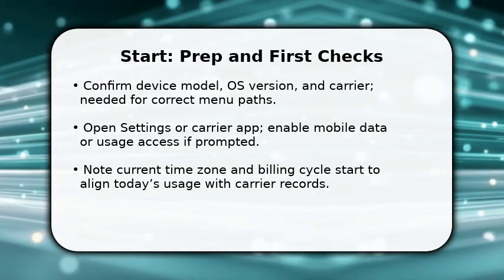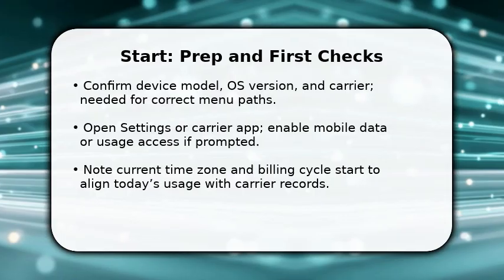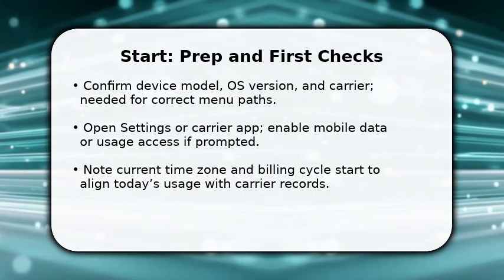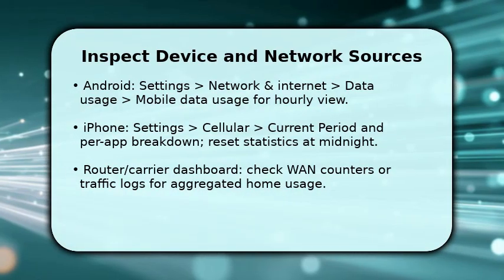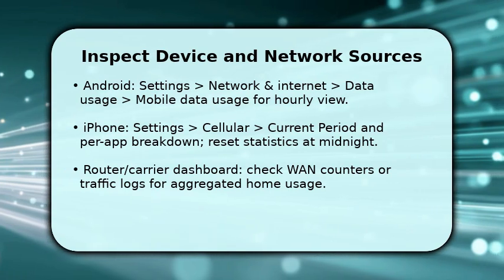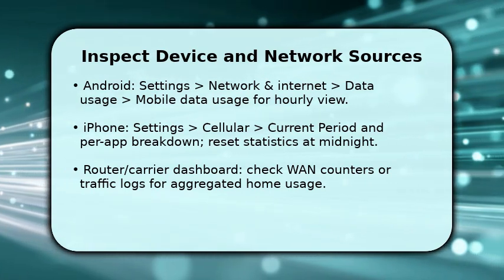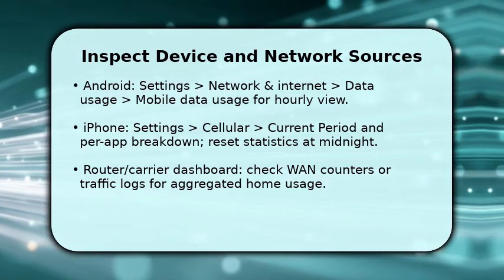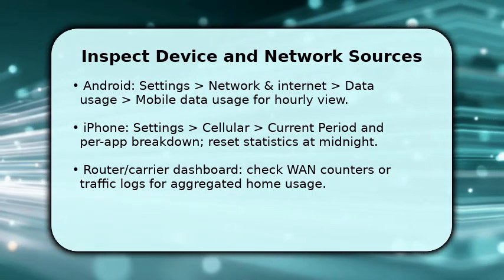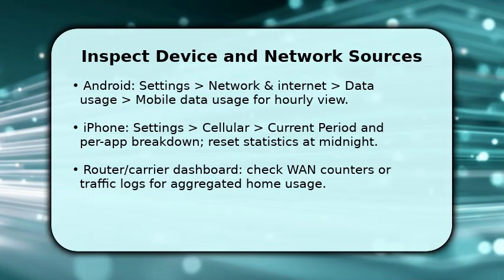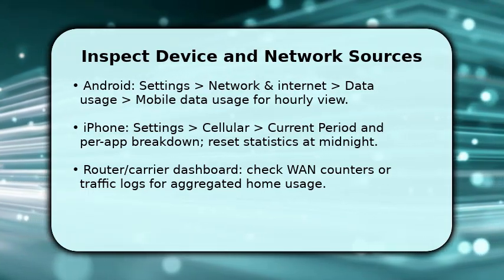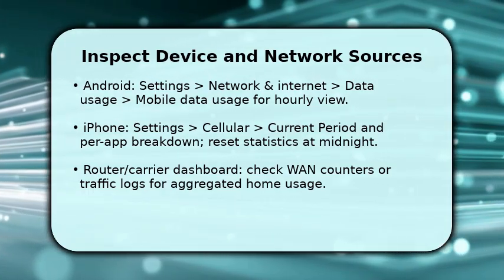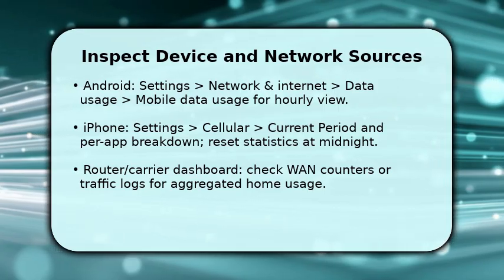Make sure usage access is granted to any monitoring apps so they can collect and display real-time data. Next, dig into the specific sources so you capture all traffic. On Android, open Network and Internet, then Data Usage to see app by app and hourly spikes. This helps find heavy users. On iPhone, Cellular shows the current period and per app totals. Reset at midnight if you want a clean daily baseline.